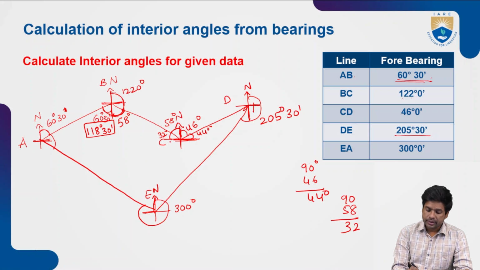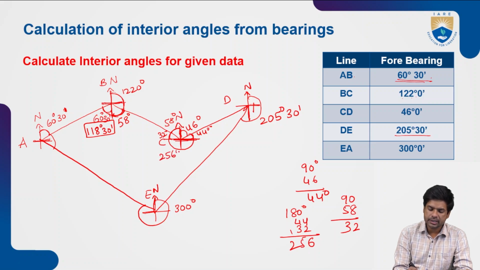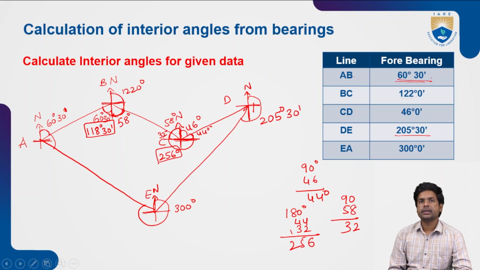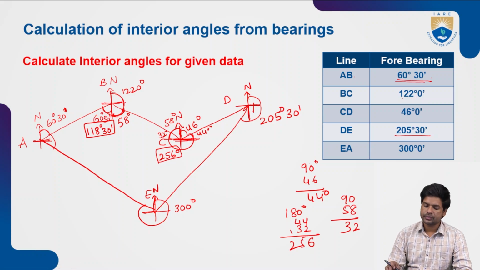Okay, now the remaining angle will be 180 degrees. So 180 degrees plus 44 plus 32. Okay, so that is 256. Okay, so the total interior angle is 256 degrees. Okay, 256 degrees is the interior angle, the included angle, for station C.